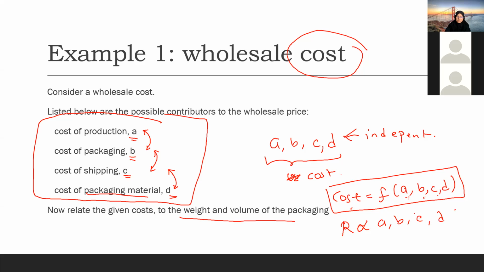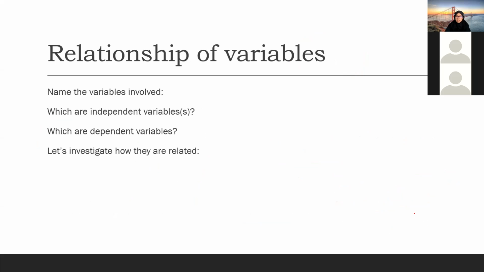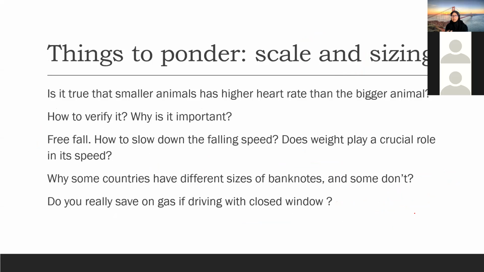But kita tak ada exact clear cut dia punya formula lagi. Sebab apa? Sebab kita tak ada data. Kita tak boleh nak cakap apa-apa. Kita tak boleh nak explain sebab kita tak ada data. Kalau kita ada data, yes, kita boleh explain.